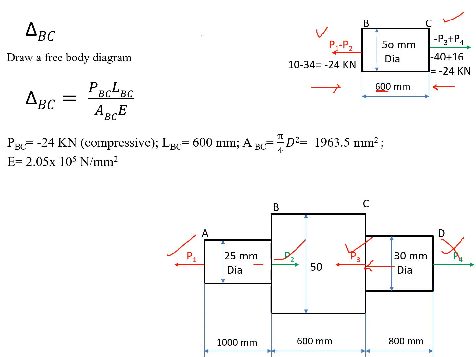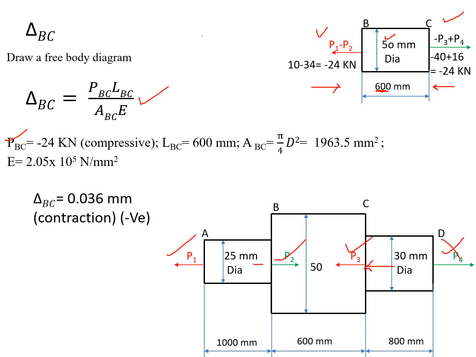In the diagram we have to observe that it is 600 mm, and the cross section area of the BC section is pi by 4 d square. Here the diameter is given, that is 50 mm. So I substitute pi by 4 into 50 square, which is equal to 1963.5 mm square. And we know that Young's modulus E value is given in the data, that is 2.05 into 10 to the power 5 Newton per mm square. Here we have to substitute all the values in the above equation of delta BC. Then we will get the delta BC value as 0.036 mm.